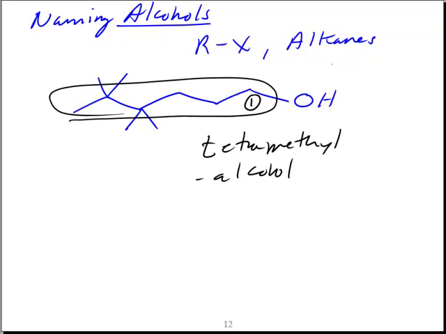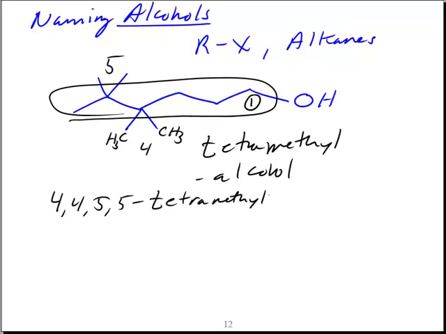So because this alcohol is a higher priority group than these methyl groups, the alcohol group gets carbon 1. That makes these two methyl groups at carbon 4 and these two methyl groups at carbon 5. So this would be 4, 4, 5, 5 tetramethyl.